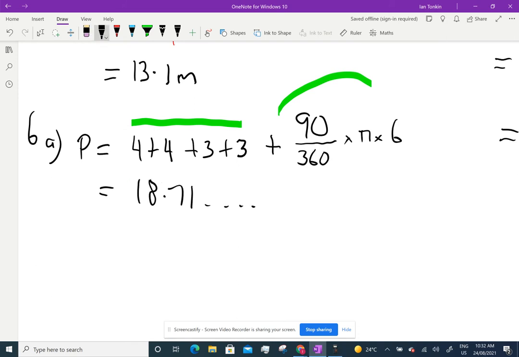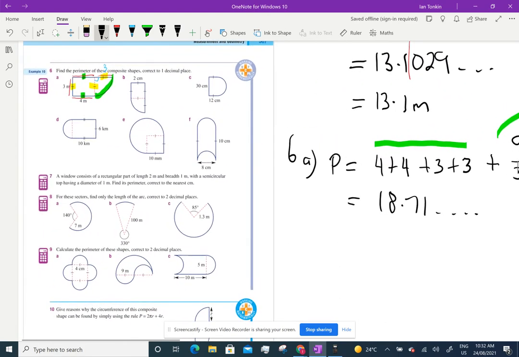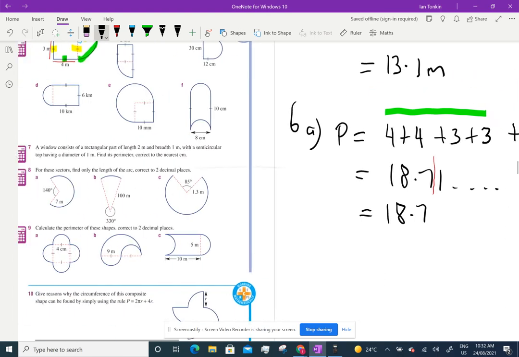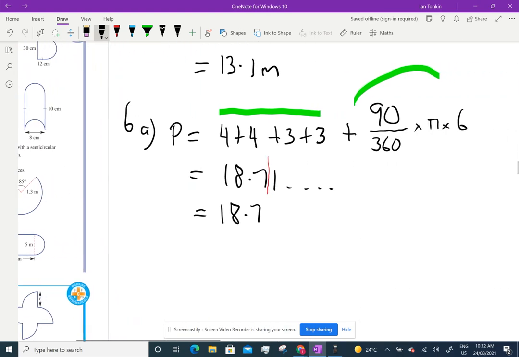18.71... What are we going to? One decimal place. I'll draw my line down here. Is that 5 or more behind? No, leave it alone. 18.7 meters.